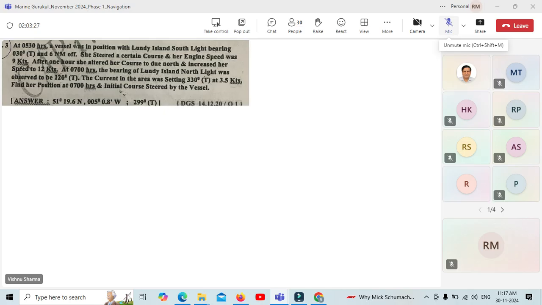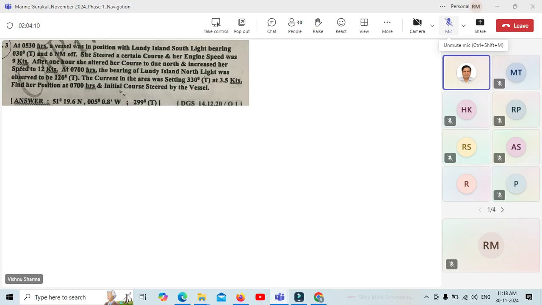Okay, so this question I had solved with the last batch. At 5:30 hours, a vessel was in position, so you know the 5:30 position, so much true bearing and so much distance. She steered a certain course, so you don't know the CTS, missing leg, and her engine speed was 9 knots. After 1 hour, she altered course to due north and increased her speed to 12 knots. At 7, Lundy Island North was observed to be 120 degrees true. The current in the area was setting 33 degrees. Find the position at 7 o'clock and the initial course steered by the vessel. It's a missing leg. You can do it.